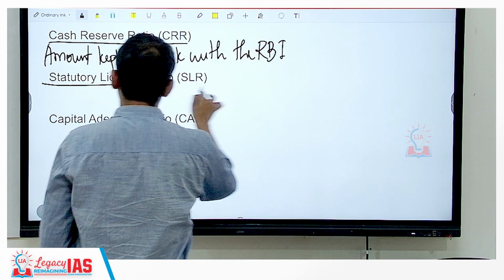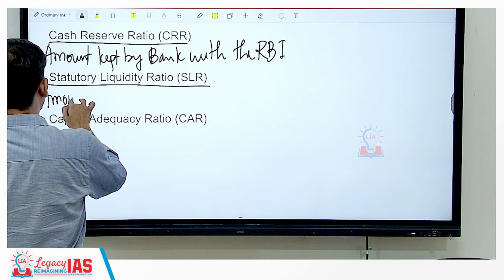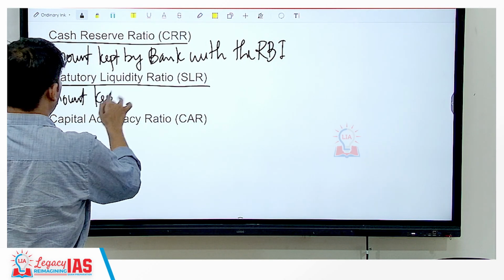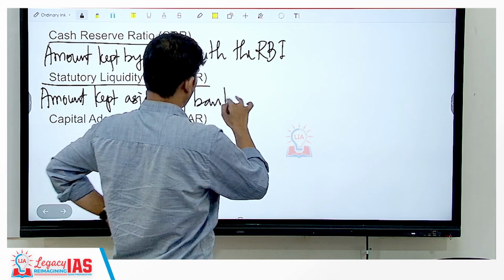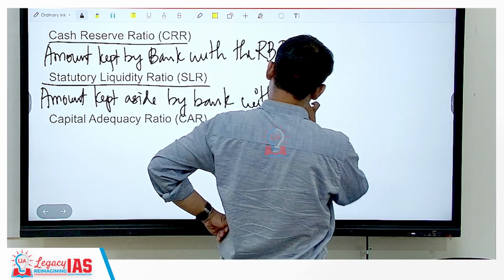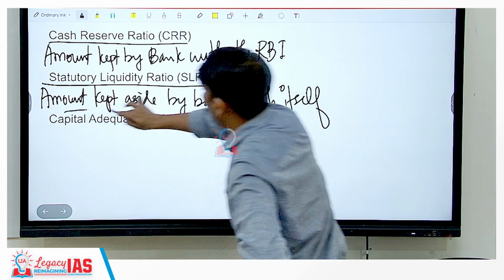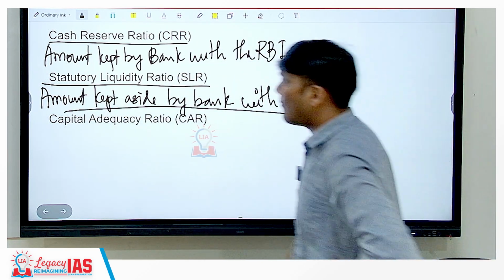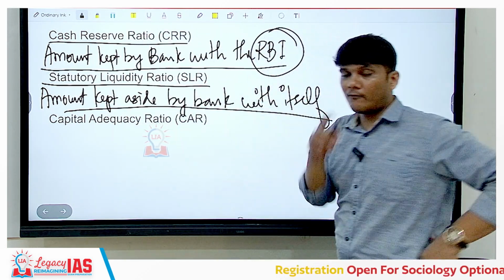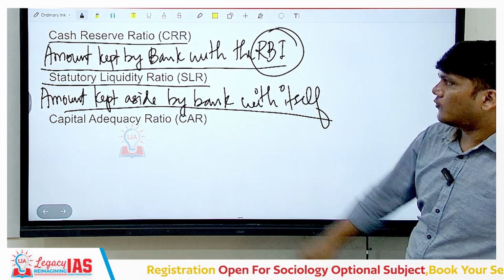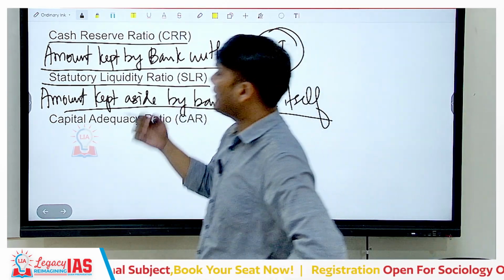So what is statutory liquidity ratio? Similar but slightly different. The amount kept aside by the bank with itself. So, out of the trust the RBI has in the bank, it asks them to keep a certain amount of money aside by themselves only, but some amount they need to keep aside with the Reserve Bank of India for more assurity. So this is CRR, this is SLR, this is how the banks are regulated by the RBI.